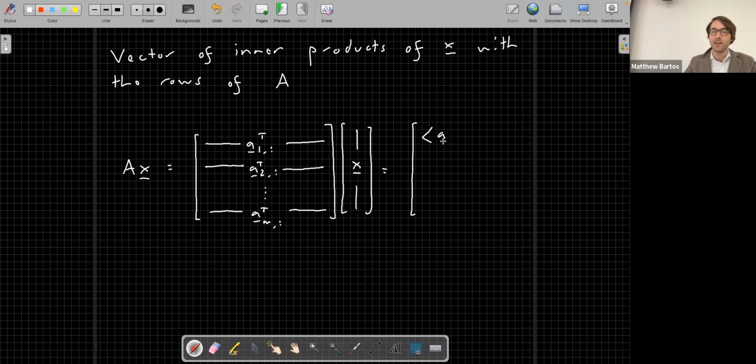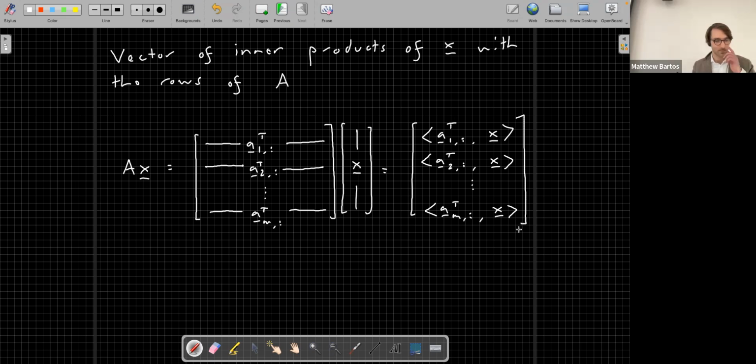We have A1 colon T inner product with X, A2 colon T inner product with X, all the way down to AM colon T inner product with X. This is the way you're probably taught to perform matrix vector products in your head.